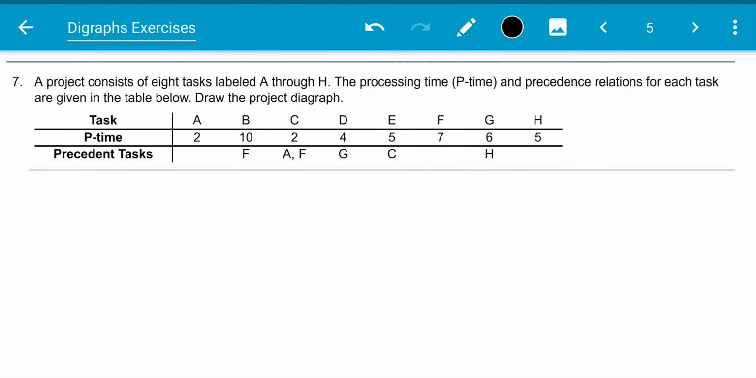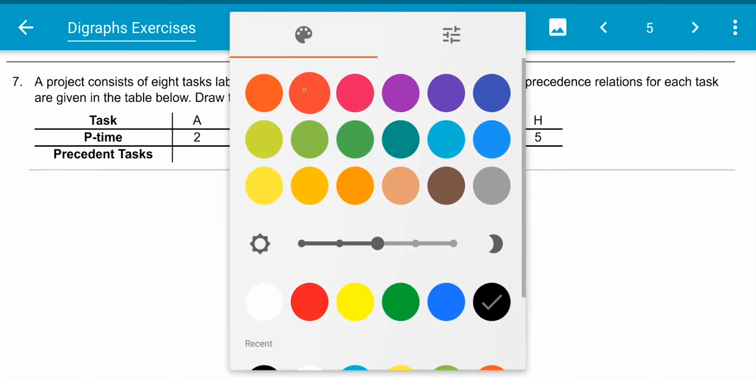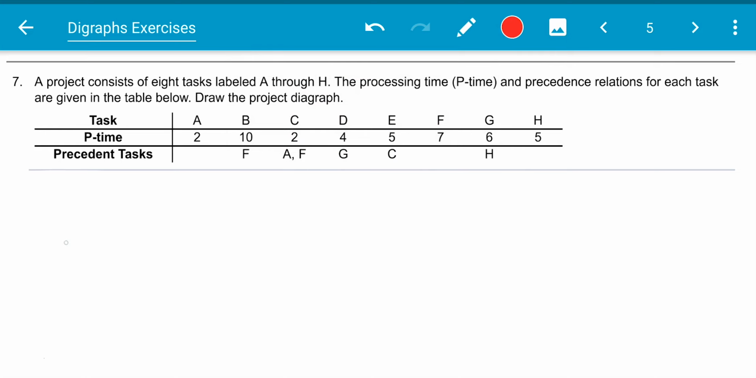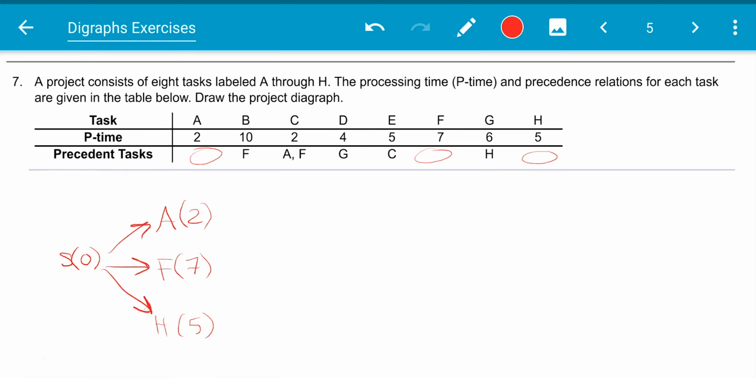So now let's do another example. This is really important, being able to create the digraph based on the table. We're going to go a little bit quicker here, so let's use a color we can see. So we're going to go from our start, which is going to be 0, and the ones that don't have any preceding relations are A, F, and H. So we're going to write A, F, and H here. A has a time of 2, F has a time of 7, and H has a time of 5. So we're going to create our digraph this way.